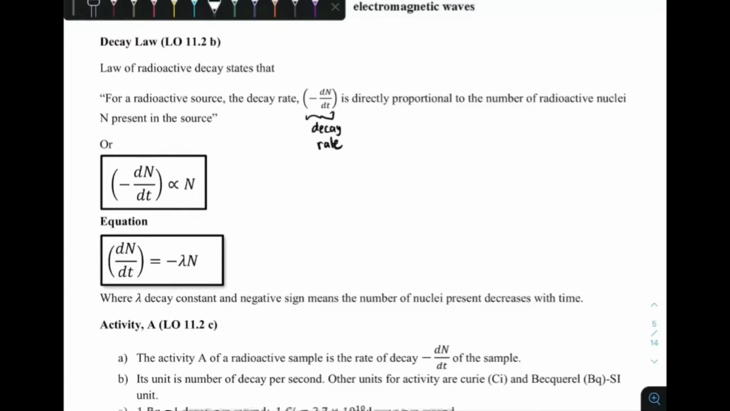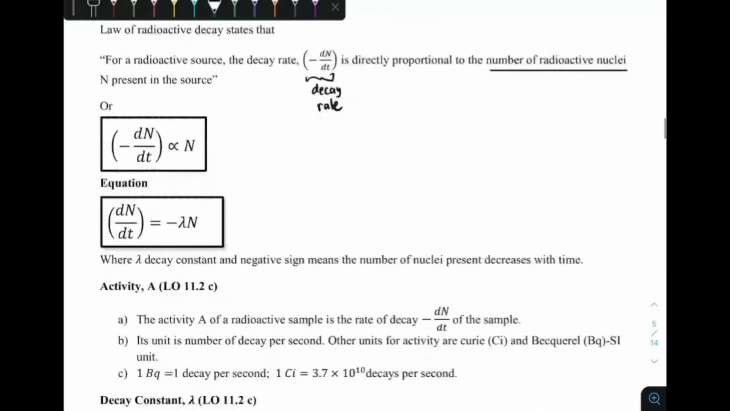Okay, number of radioactive nuclei, kita guna symbol N to associate, that is present in the source is directly proportional to the rate of decay, iaitu dN over dt, your rate of decay, sebab dia akan berkurang dekat sini, so kita ada negative sign here, is directly proportional to the N here. N adalah number of radioactive nuclei present in the source.